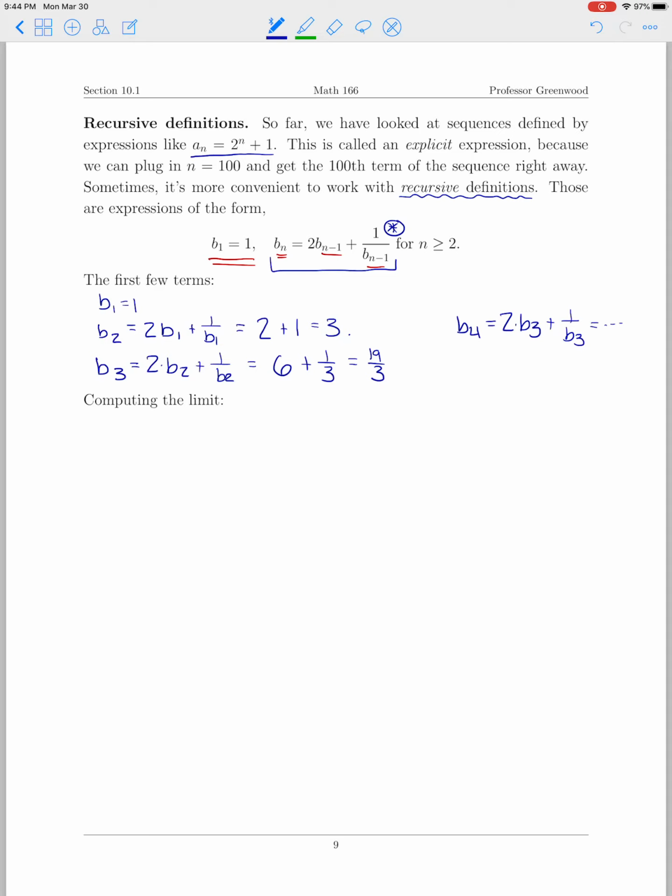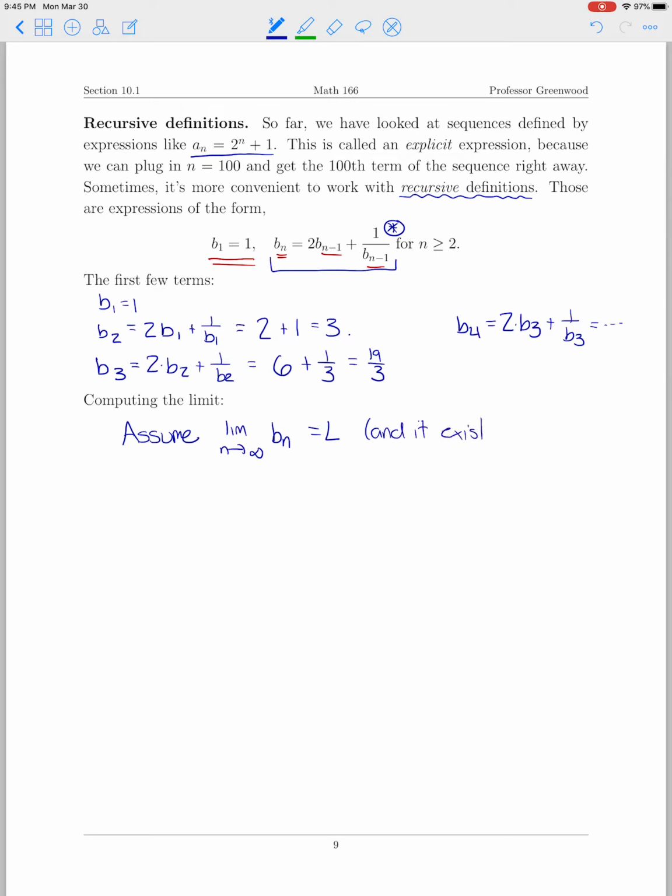Because we're talking about calculus and we've already talked about limits of sequences, we're going to want to know how to find the limit of a recursively defined sequence. Often what we're going to need to do is to assume that the limit actually exists. So let me rewrite that. We're going to assume that the limit as n goes to infinity of b sub n exists and is equal to L.